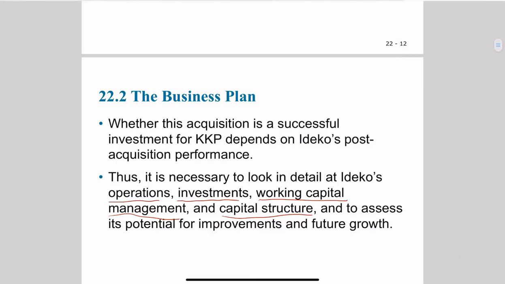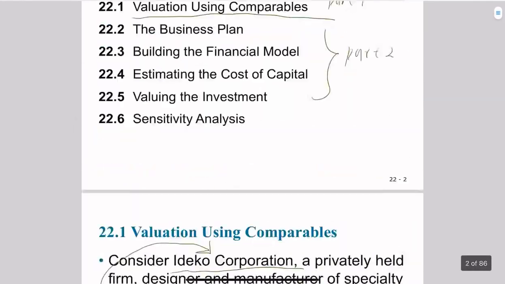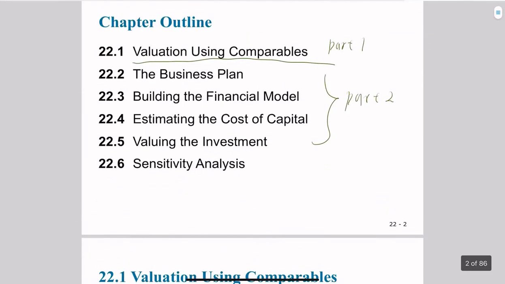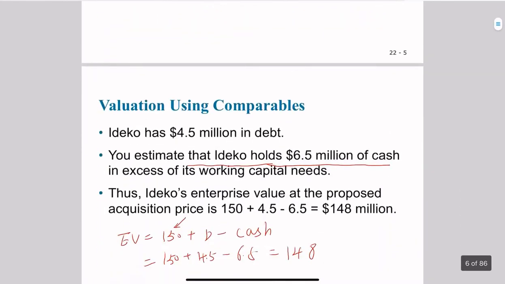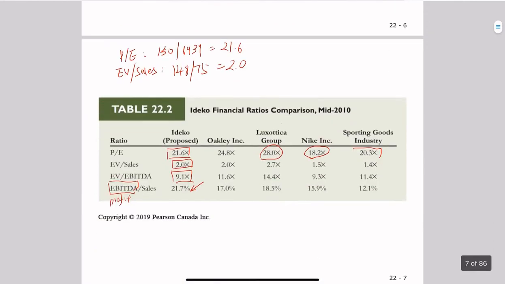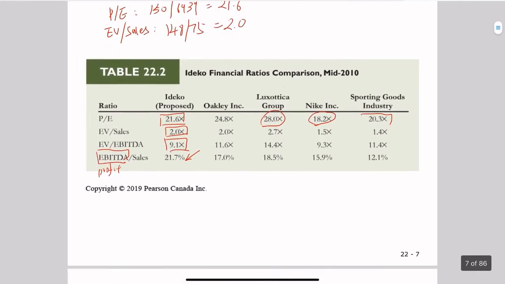Okay, now let's continue our discussion on the IDCO case. So we talk about the first part of this chapter, which is basically about valuation using comparables. In this case, we compared the acquired firm, IDCO, with three other firms, right? So we compared IDCO with Oakley, Luxottica, and Nike. So the idea here is we basically want to calculate the valuation ratios for IDCO.